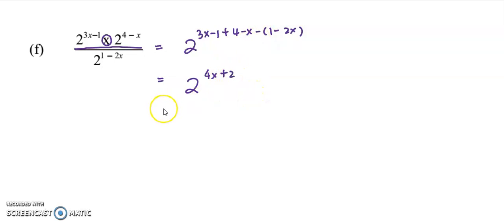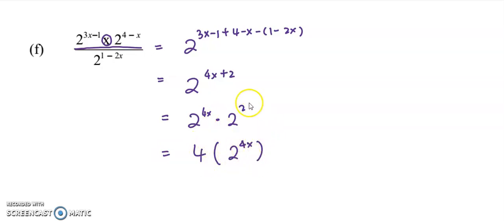Alright. So, you either can leave your answer like this, or some of the students, they may write in this form. So they will write them in this form. 4 multiplied by 2 power of 4x. I think this is good enough as your final answer, or you may further simplify into this.